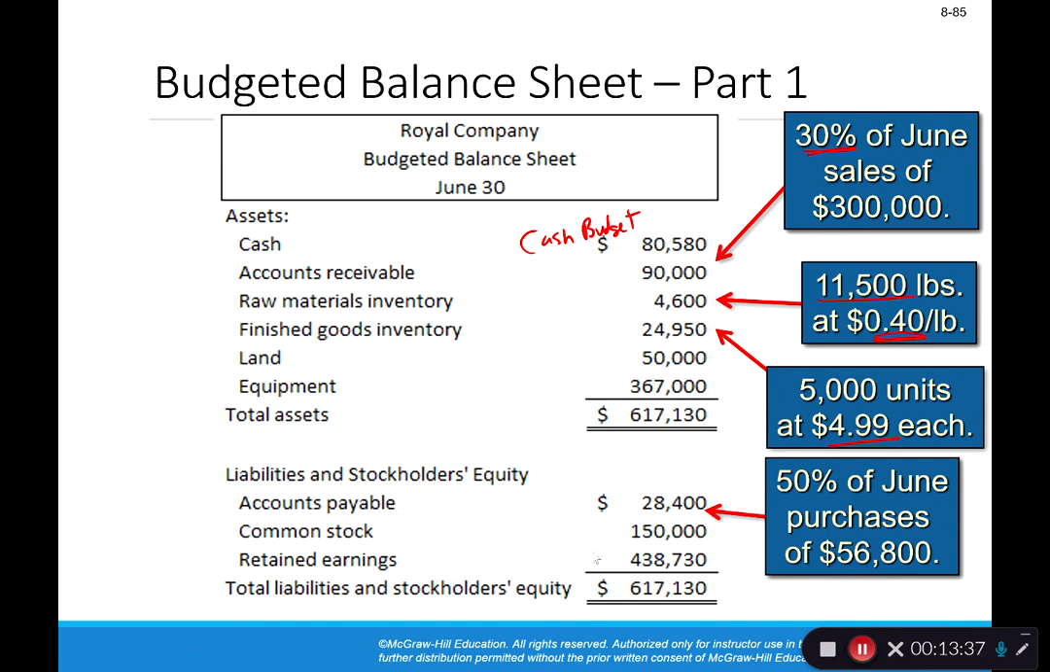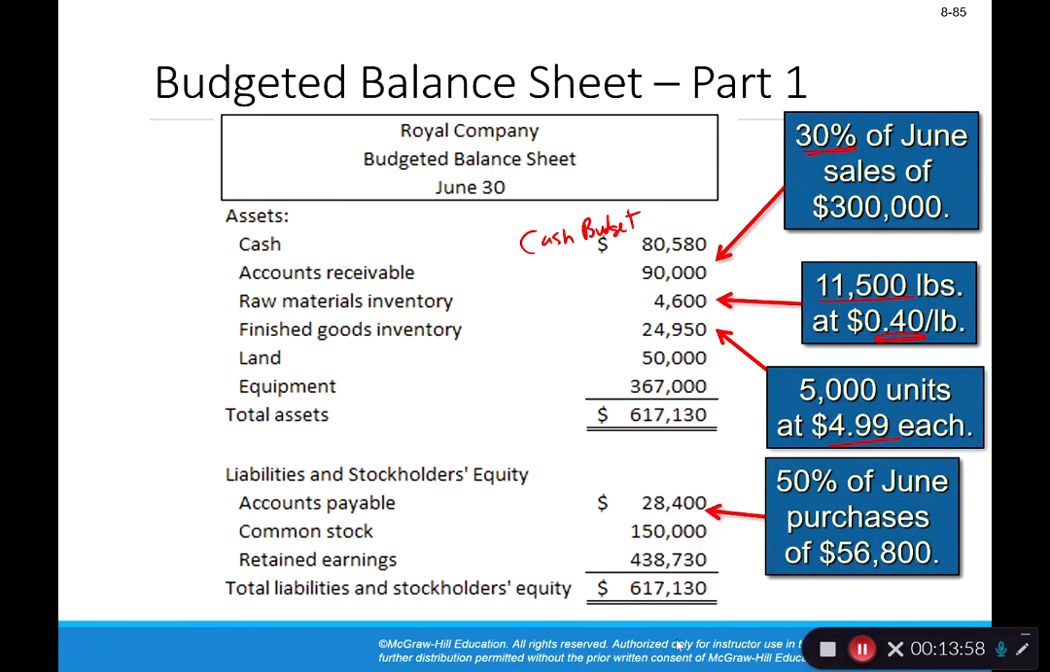And then we have our accounts payable, which represents 50% of June's purchases. Remember, the rule was 50% paid in the month of purchase, 50% after. So that's the amount of June's purchases that haven't been paid. Our common stock is 150 that was given.